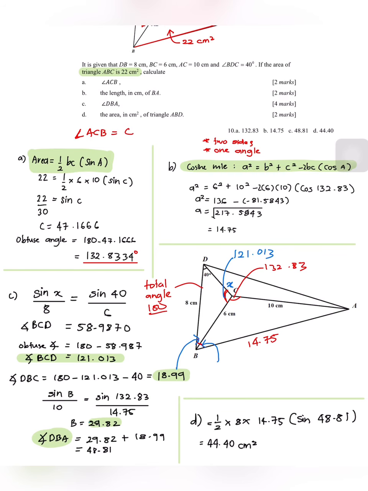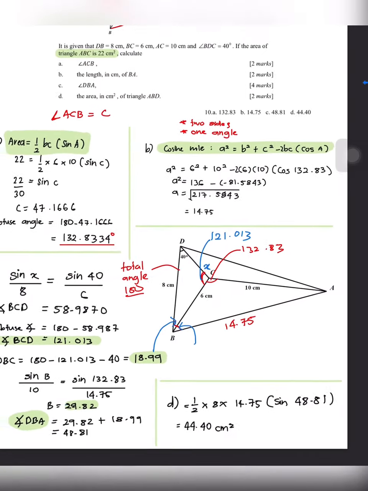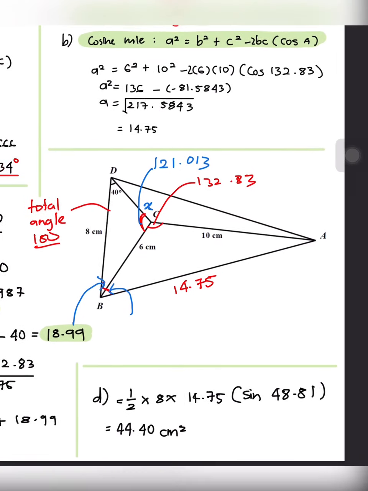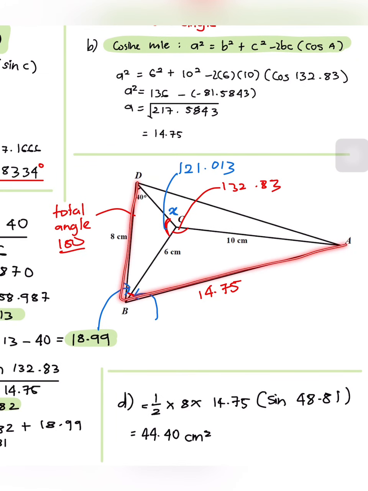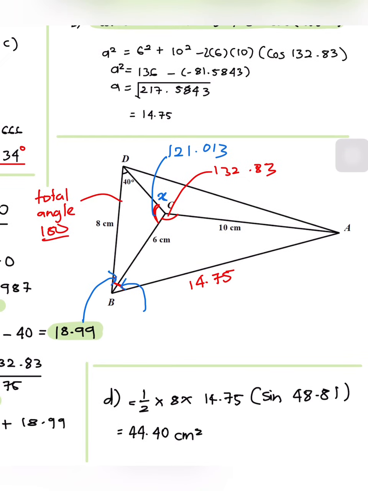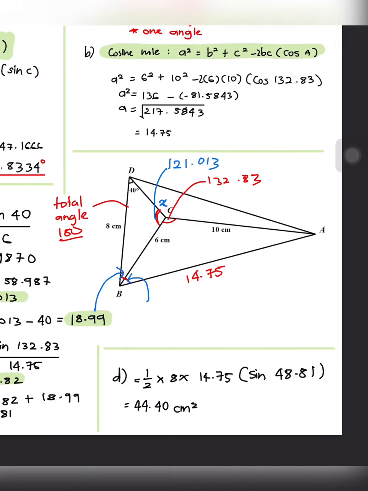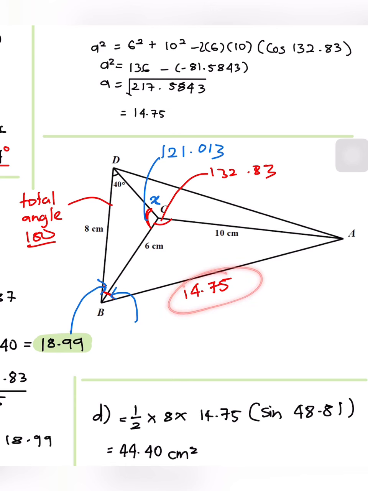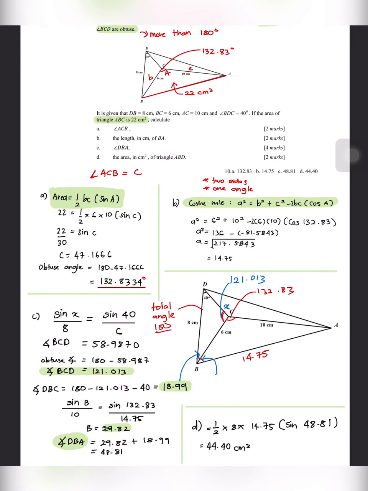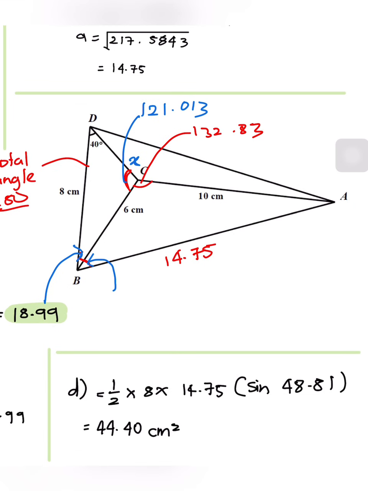The last question is question D. They want the area of triangle ABD. Triangle ABD is this triangle. We can directly use the area formula because we have both sides, and we have the angle that we found just now, which is 48.81. So 1 over 2 times 8, which is b, and 14.75, which is the c side, and times sine A, which is the answer that we got from question C, and we will get the final answer, which is 44.4.